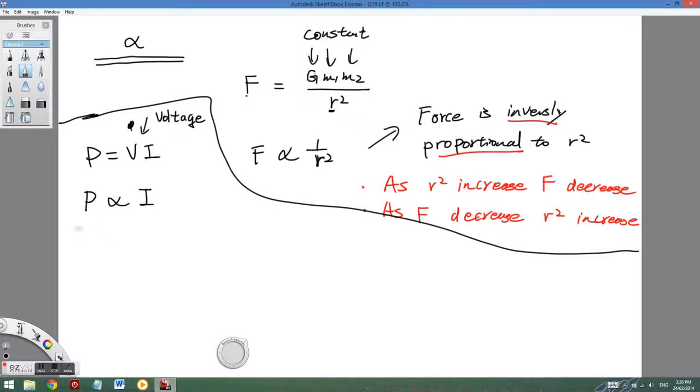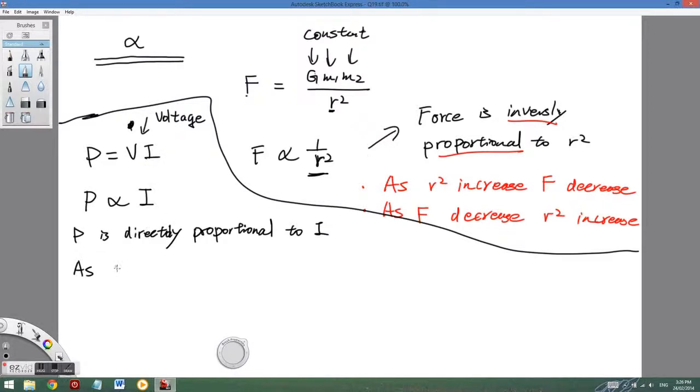This means the power is directly proportional to current. Just in contrast to this one, in here I have 1 on r squared, so r squared is the denominator. In here, the denominator will be 1. So that's why it's different.